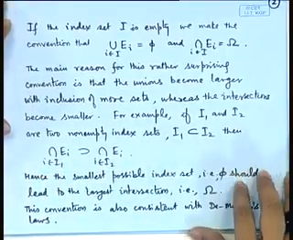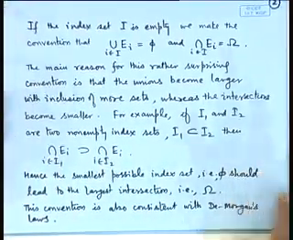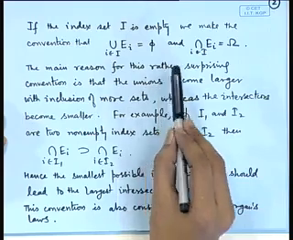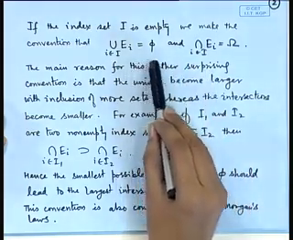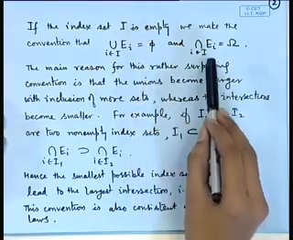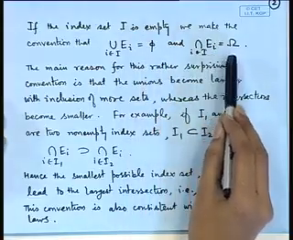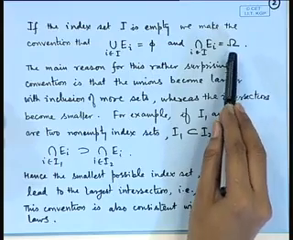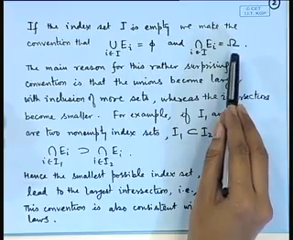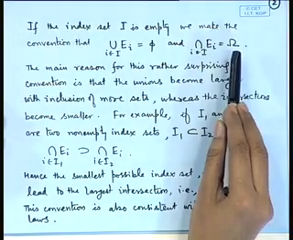We introduce some further conventions and notations. If the index set I is empty, we make the convention that the union of E_i's is empty, and the intersection of E_i's is the full set omega. The second of these conventions looks rather surprising.